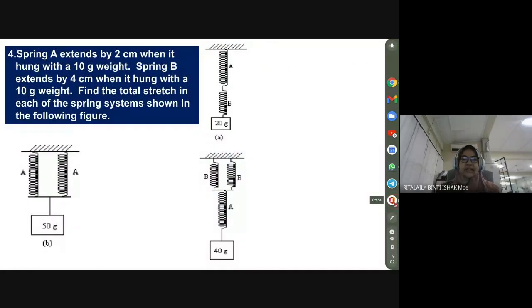So let's look at the first question. We have two types of spring, spring A and spring B. Both springs have different extensions when one 10-gram weight is hung on them. So you need to calculate the total stretch in each of the spring systems.